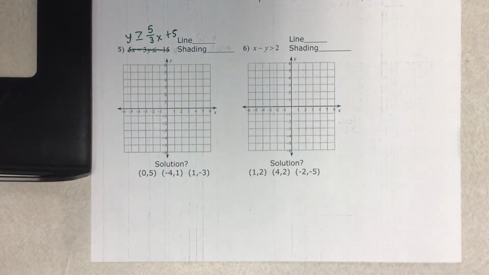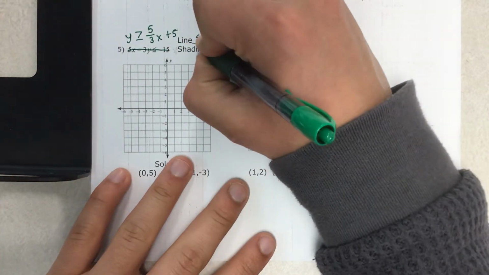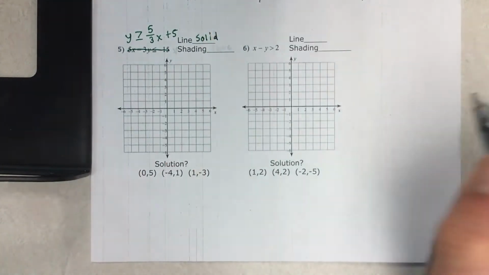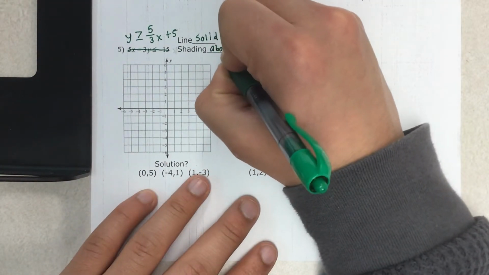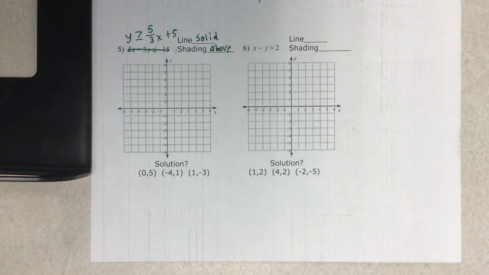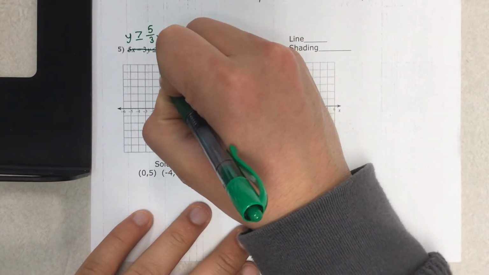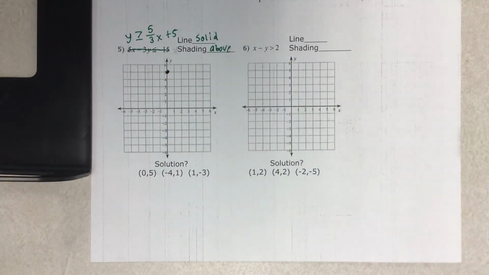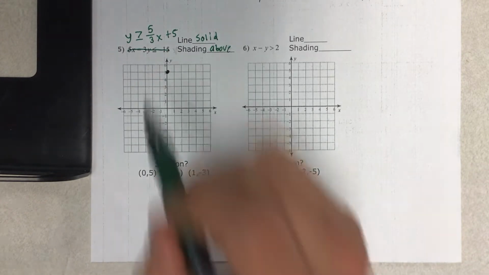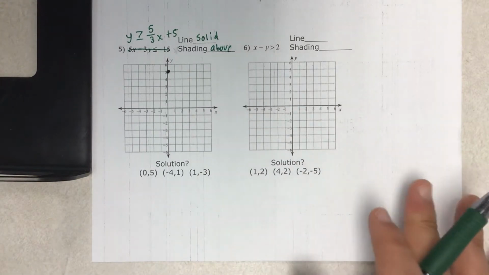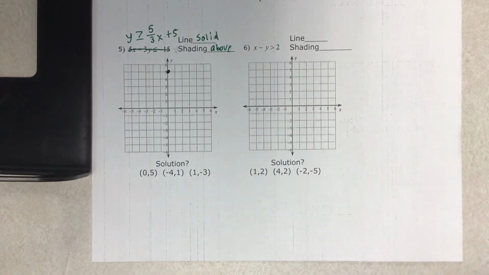So now, using that inequality, I can tell that my line is going to be solid because it has an equal to, and my shading is going to be above because it is greater than or equal to, okay? And then we can plot our points, or we can draw that line. So my y-intercept is 5, so I put that right there. And my slope is 5/3, so I can go up 5 to the right 3. But if I go up 5 to the right 3, that would be completely off the page. So I have to go backwards. So I'm going to go down 5 to the left 3.